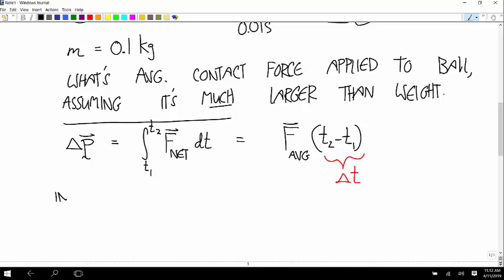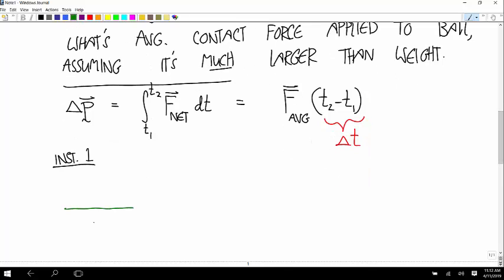Okay, so at instant 1, the momentum is, our coordinate system is like this. The velocity vector is 5 degrees below the horizontal, and the magnitude is 40 meters per second. So you can think of that velocity vector as 40 times cosine and sine of 185.